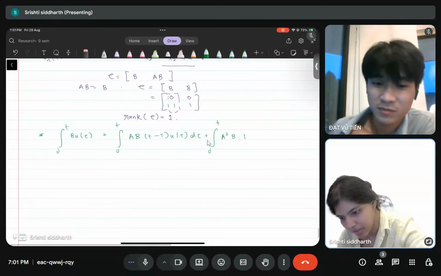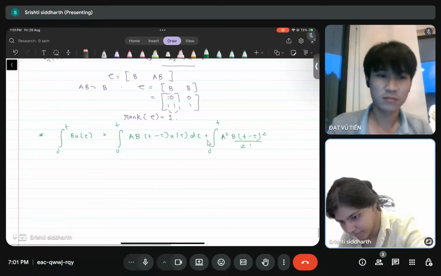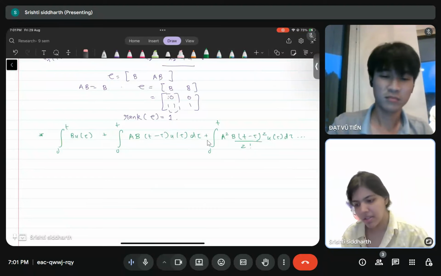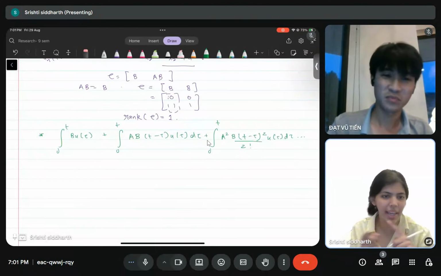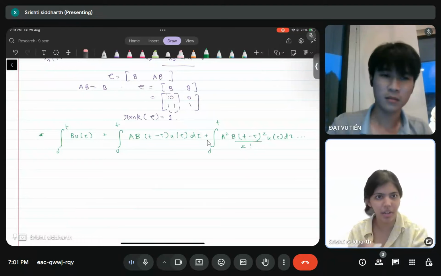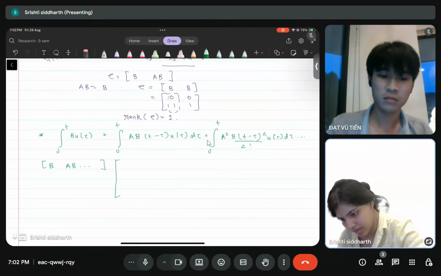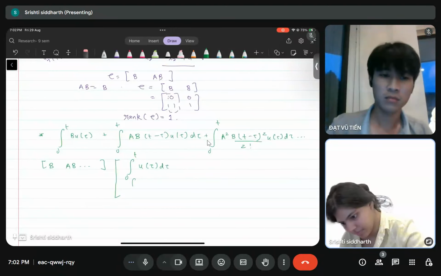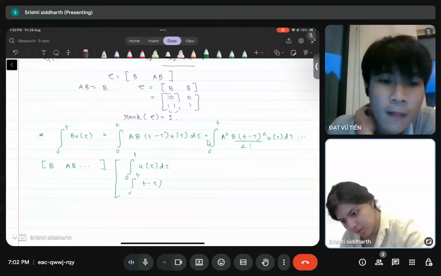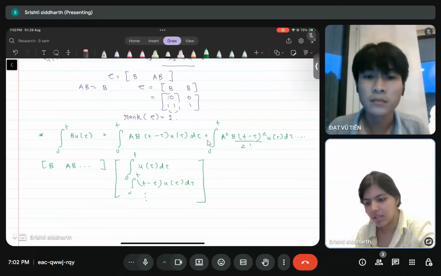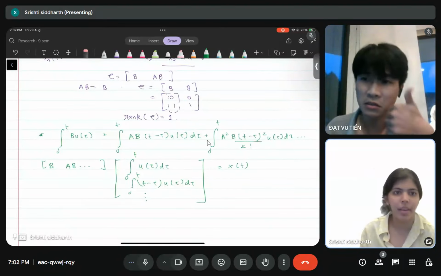This means square B and so on, right? So if we are talking about an LTI system, A and B are constant, right? We can take this out of the integral. This is B, AB, and so on times this, minus tau, d tau, and so on. This is what x(t) looks like, right?